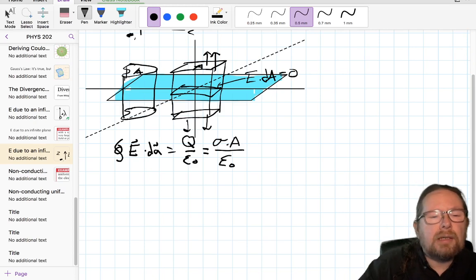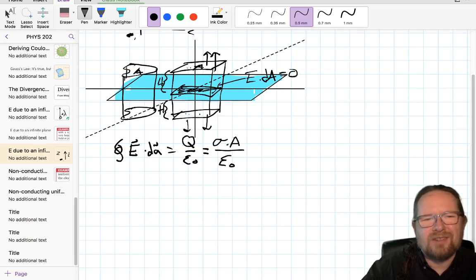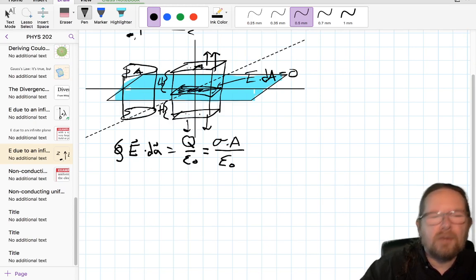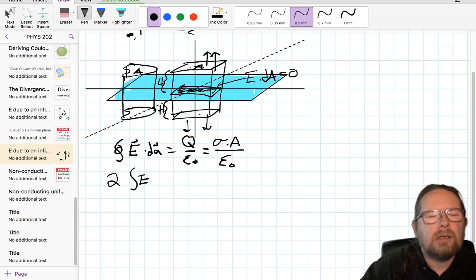The integral of E dot dA is 0 on the sides and equal to just E times A on the top and bottom surfaces. If we call the height of the box H, hopefully you can see that whatever the charge distribution is on the plane, the electric field is going to be the same on the top of the box and the bottom of the box, because they're the same distance away from the plane. So we can just write this as twice the integral of E dot dA.